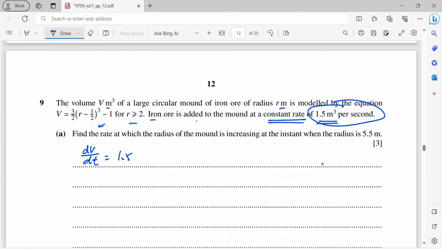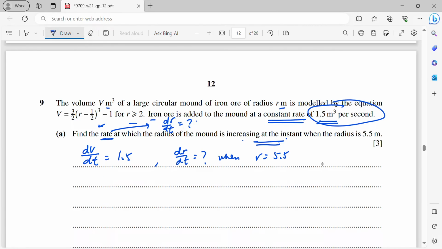It will be 1.5. Find the rate, which means dr over dt, at which the radius is increasing at the instant. So it means you want to find dr dt when the radius is 5.5. So what is your dr dt when r is 5.5 meters?